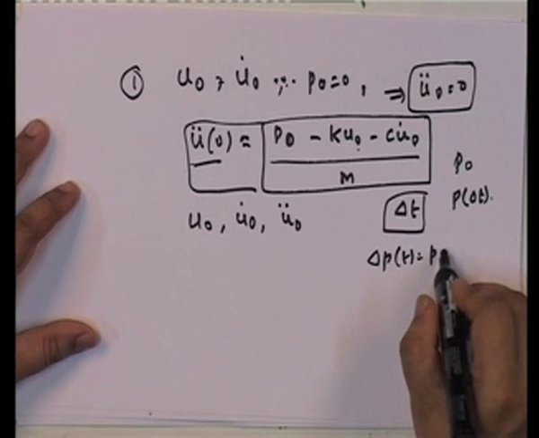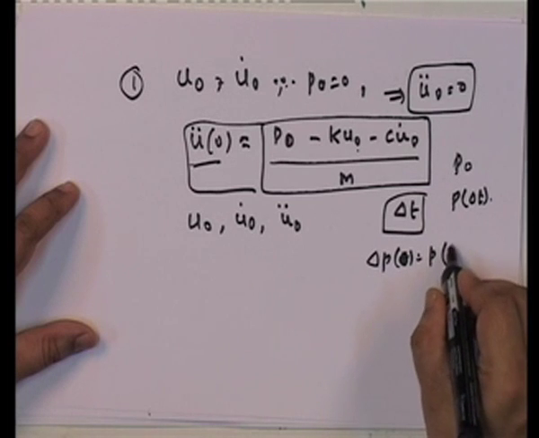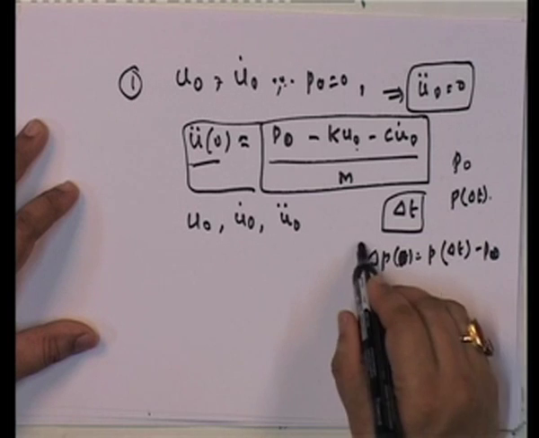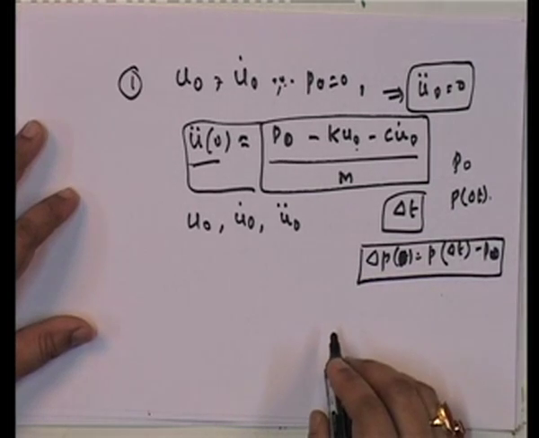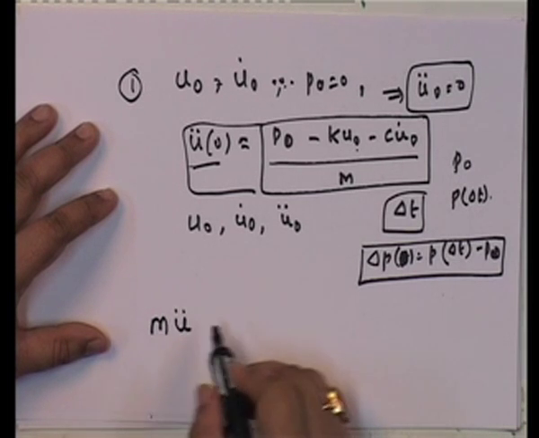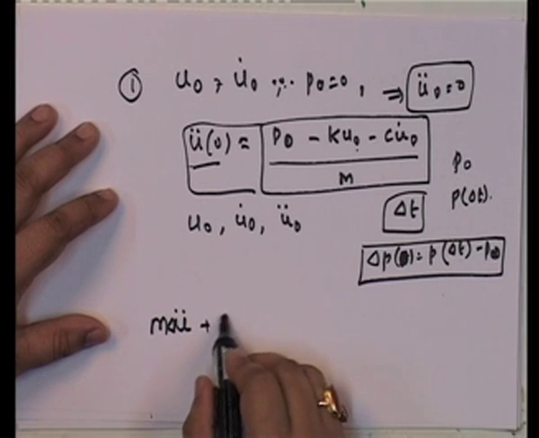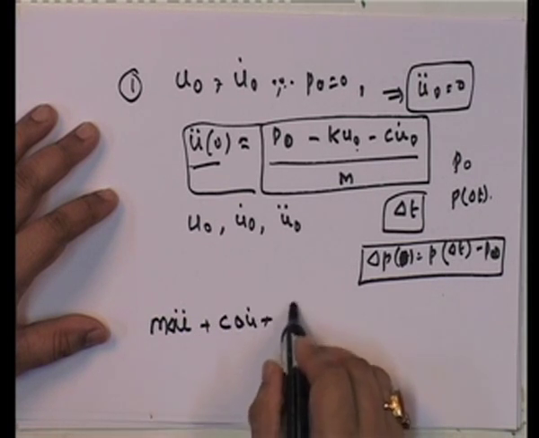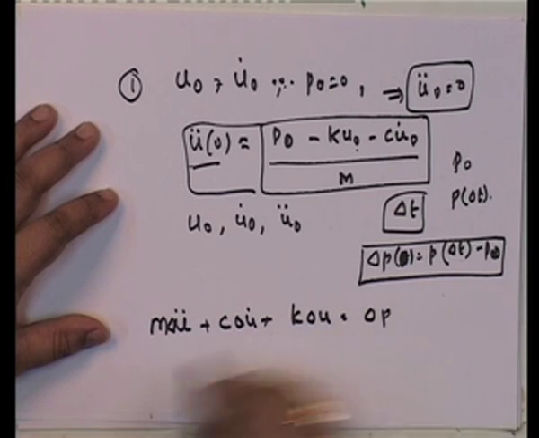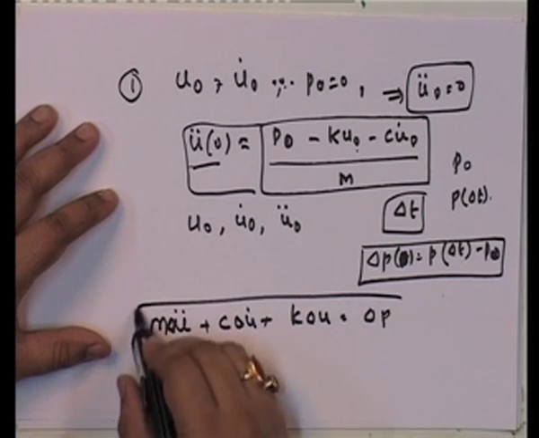Delta P of t is equal to, in this, delta P 0 is equal to P at delta t minus P of 0. So, this is my delta P 0. Okay. Now, my incremental equation is what? M delta u double dot plus c delta u dot plus k delta u is equal to delta p, and these all are at time t, right. This is my incremental equation.